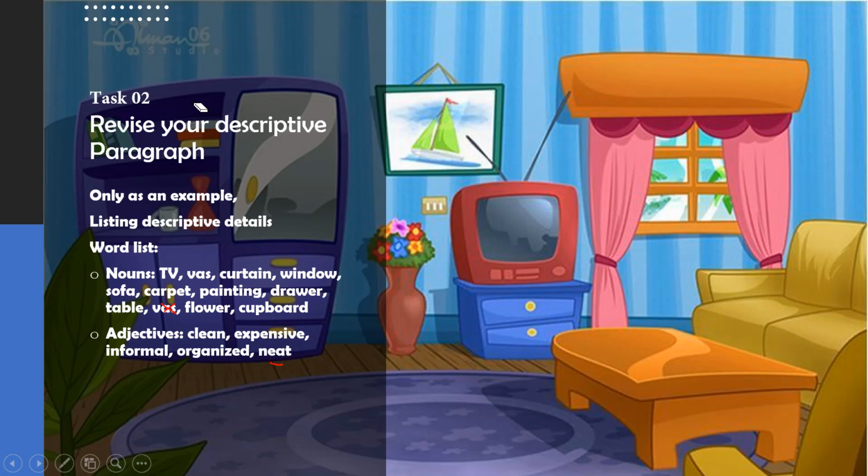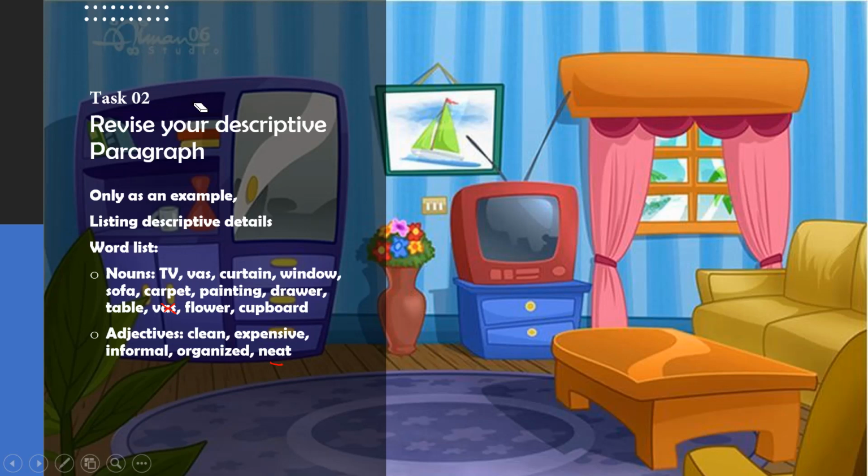The nouns are like TV, vase, curtain, window, sofa, carpet, painting, drawer, table, flower, cupboard, and the adjectives can be clean, expensive, informal, organized, neat, and so on. After listing, keep the words because you will use them to write a paragraph. Remember, you may plan a space order paragraph the same way you plan a time order paragraph. First, decide which space order to use, right to left, front to back, and so on. Then list your details in that order.